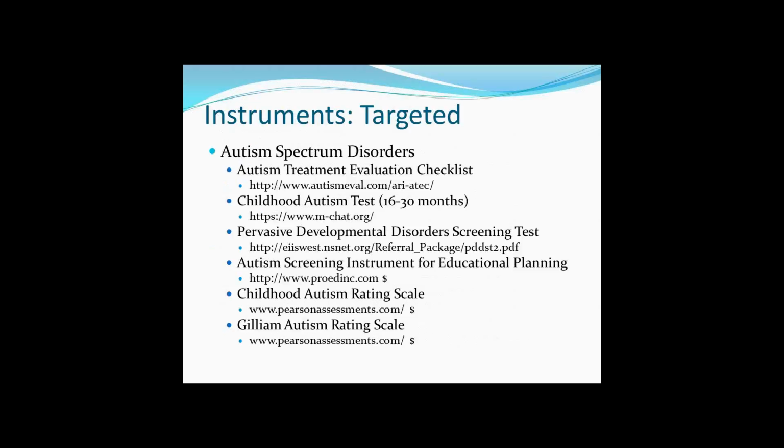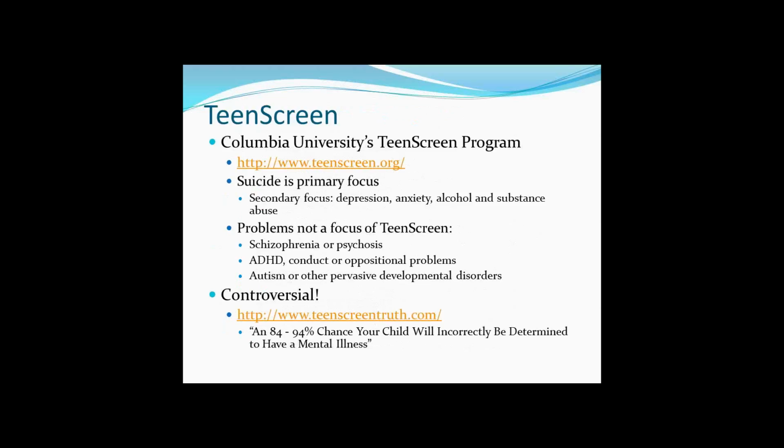The Autism Screening Instrument for Educational Planning, the Childhood Autism Rating Scale, and the Gilliam Autism Rating Scale all come with a fee, but can be useful, particularly the Autism Screening Instrument for Educational Planning. The other two are, again, from Pearson Assessments, who specializes in distribution of assessment and screening tools, where that is available.